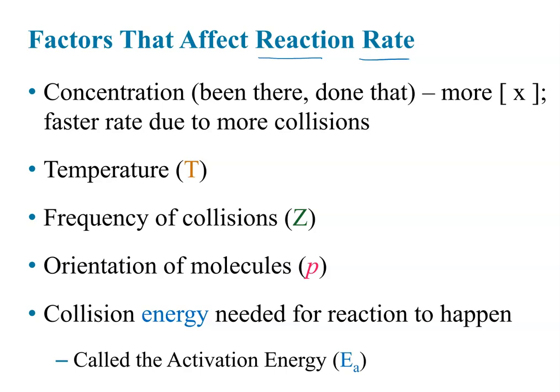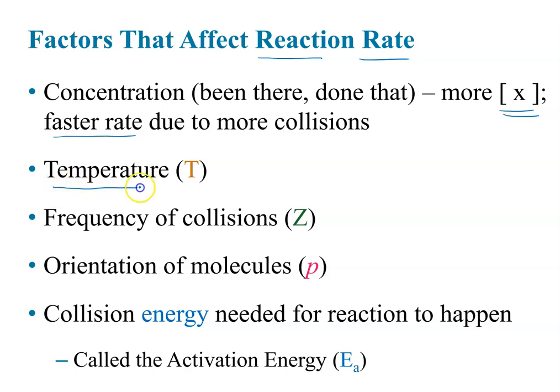Let's look at some of the factors that might affect reaction rate. Well, concentration. Been there, done that. We've talked about that. If you have a greater concentration of particles, then those particles are going to collide. They can only react if they collide with one another, because the two molecules have to be close enough to one another to exchange bonds. And so that comes from the collision. And so the higher the concentration, the faster the rate, because there's more collisions.